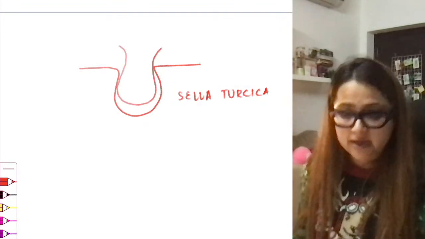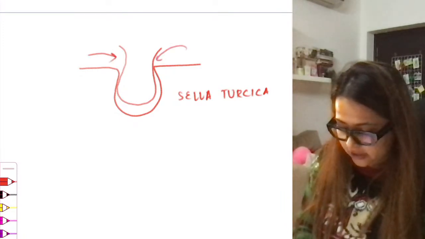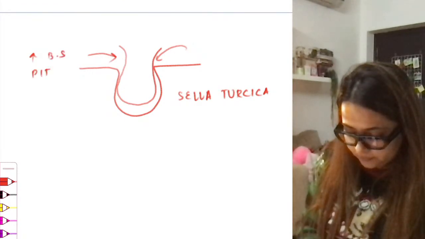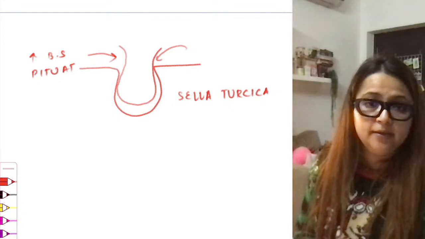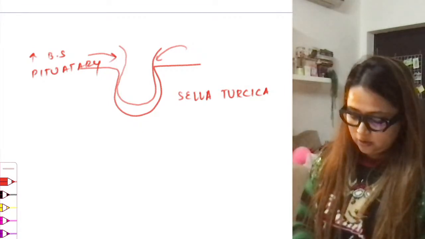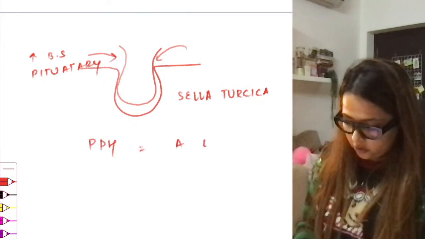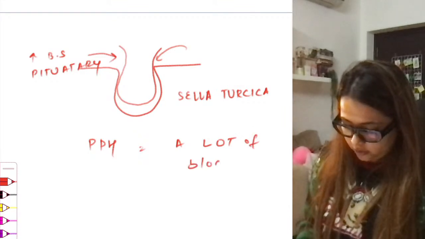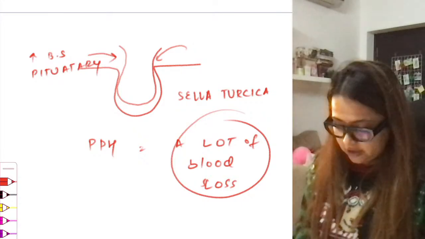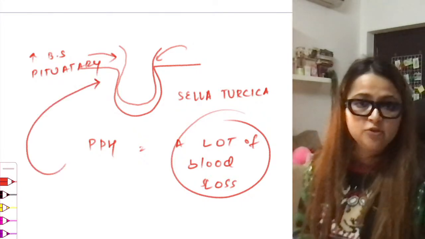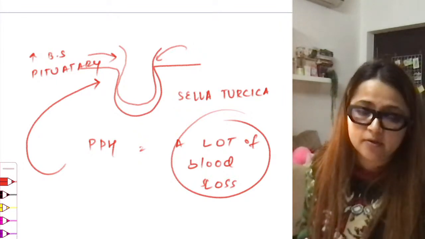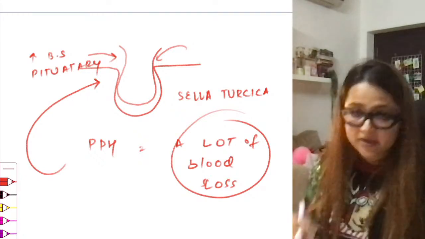So obviously, if a structure is enlarging, the blood supply would also be more in order to support that. So during pregnancy, the blood supply to the pituitary is also more, so that more prolactin is going to be released. More blood supply to the pituitary. Now, what happens is, when PPH happens, a lot of blood loss takes place. If blood is getting lost excessively, pituitary obviously, which was having high demand, would not be getting enough blood because blood is getting lost because the patient is having PPH, right?